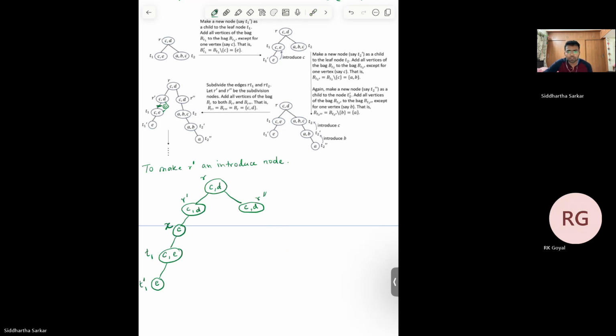Yes. So the similar thing we are going to do. Let us say introducing C. So we have to give it a name. Let us say we call it P. But C's children are ABC. So that is not helpful. So we have to drop one of these things in order to make C a forget node. Okay. But now we can drop A or B. So we have the choice, which one shall we drop.